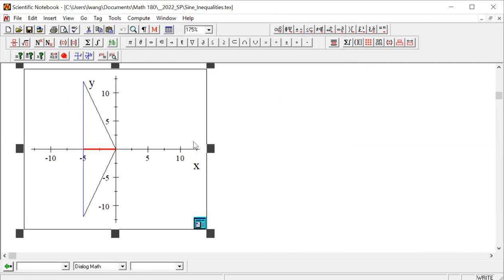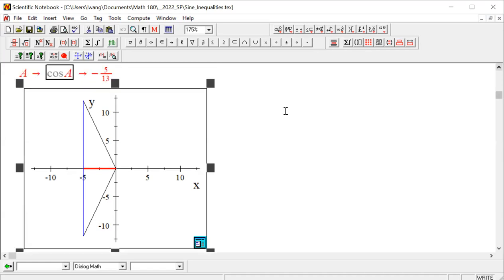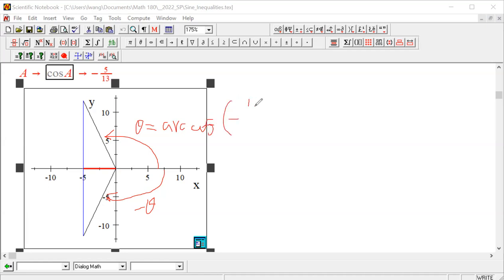The blue is not needed at all in this case, because what we need to do is really just identify these two angles. So this is theta, and that's negative theta. And this theta can be represented by arc cosine of negative 5/13. That's all.